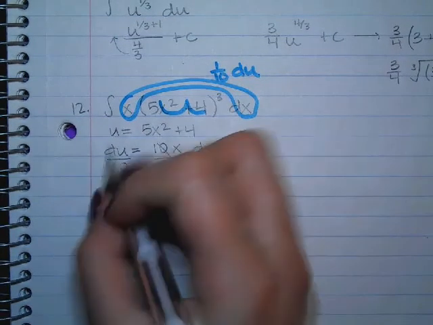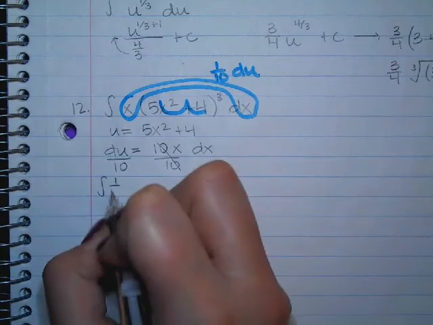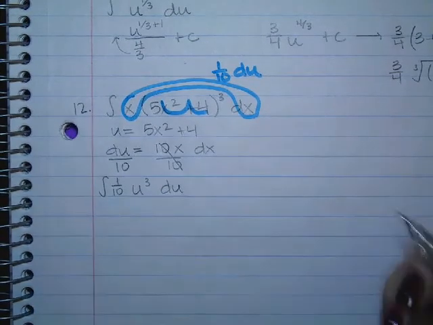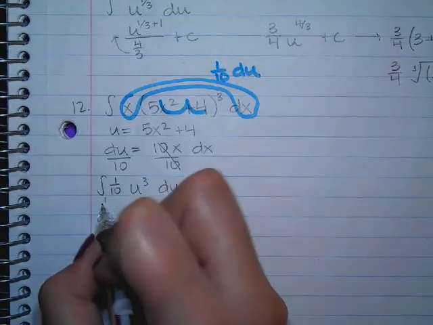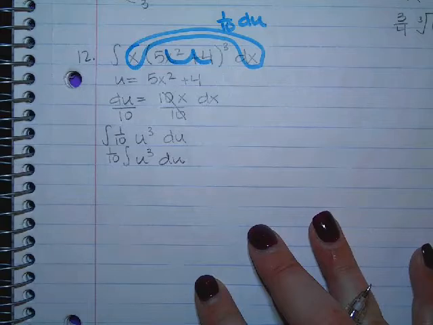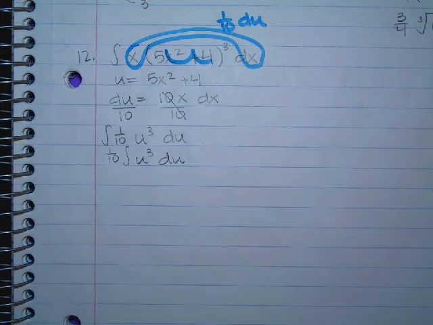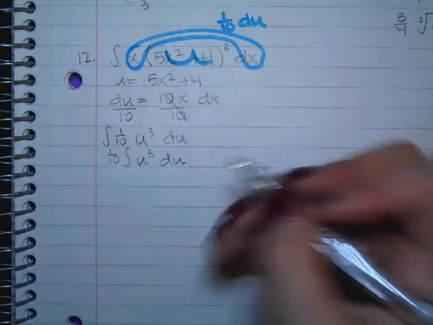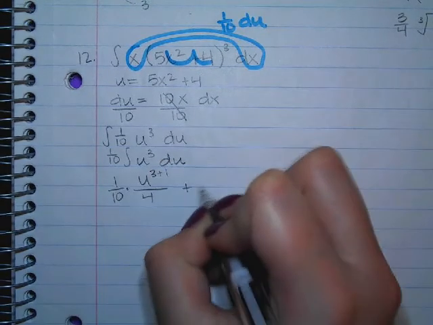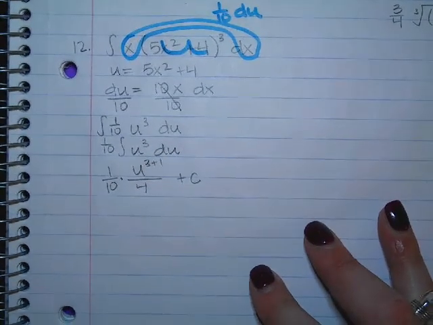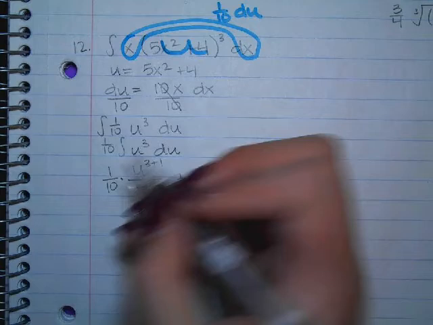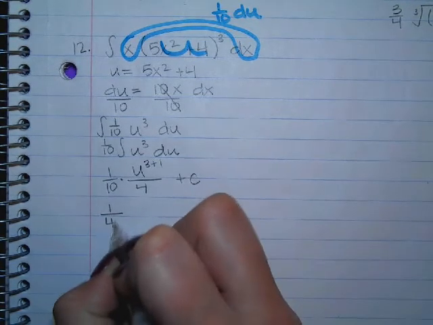All right. So now I've got 1/10 u to the third du. You can leave the 1/10 inside or you can move it to the front. It's up to you. All right. Now what do we do? You take the antiderivative. So u to the third plus 1 divided by 4. So what do we have? 1/40th u to the fourth.